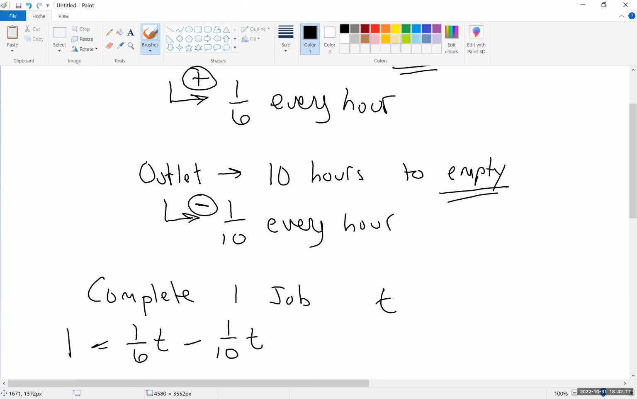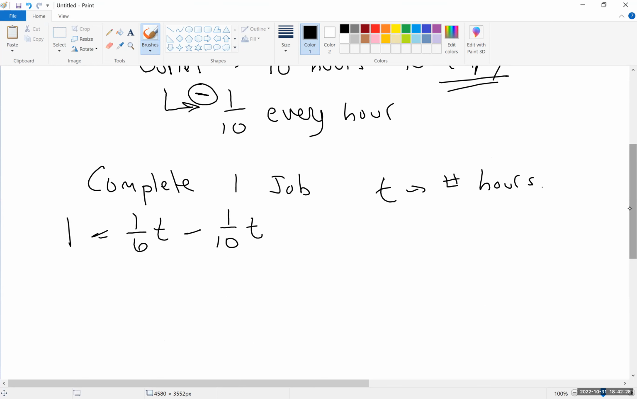And T is how many? T is the number of hours. Okay, what we need to do is combine like terms here. So let's combine like terms. They're not working together. They're working against each other.